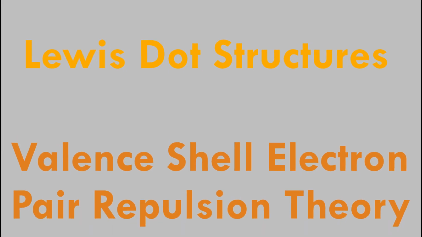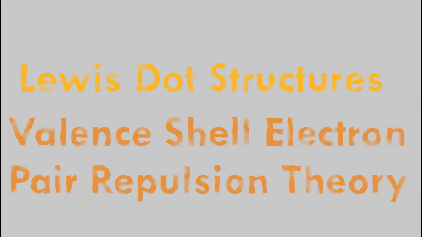Meanwhile, the VSEPR model is an important component that shows a more realistic view by showing 3D shapes to grasp the full idea of what they actually look like. Using Lewis dot structures in the valence shell electron pair repulsion theory, or the VSEPR theory for short, we can construct the preferred geometric shapes of such molecules.